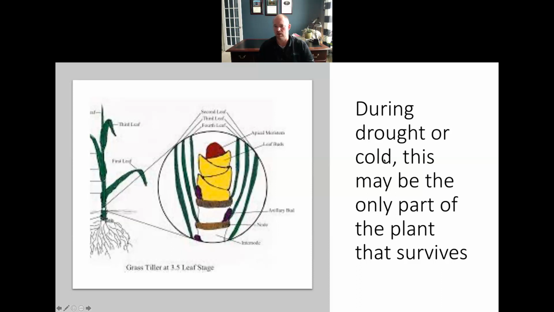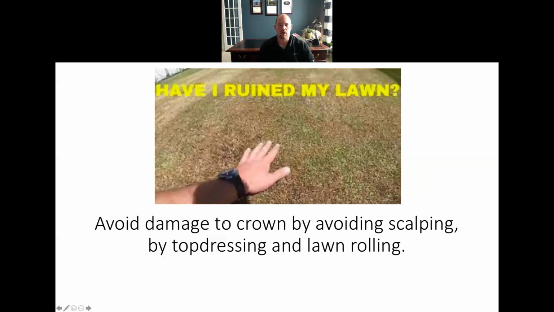So during drought and cold, this may be the only part of the plant that survives. And this is a little bit nicer picture, I think, of what's going on with that meristem in the plant. So it gives you an idea, and it's right there at that soil-air interface. So anything below goes into roots down below, anything above turns into blades of grass, stems, and reproductive structures. So you want to avoid damage to the crown.